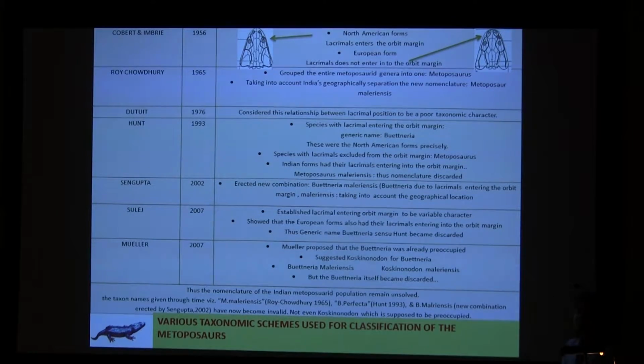Sulej in 2007 showed that, as Chaudhary and Dutuit had suggested previously, the position of the lacrimal with respect to the orbit was a really variable parameter, because several North American forms where the lacrimal was supposed to enter the orbit margin showed specimens where it did not, and several European forms where the lacrimal is not supposed to enter the orbit margin had lacrimals well intruded into it, including Metoposaurus diagnosticus. Thus, the very important Indian specimen with its unique position was in a severe crisis, losing its name altogether.